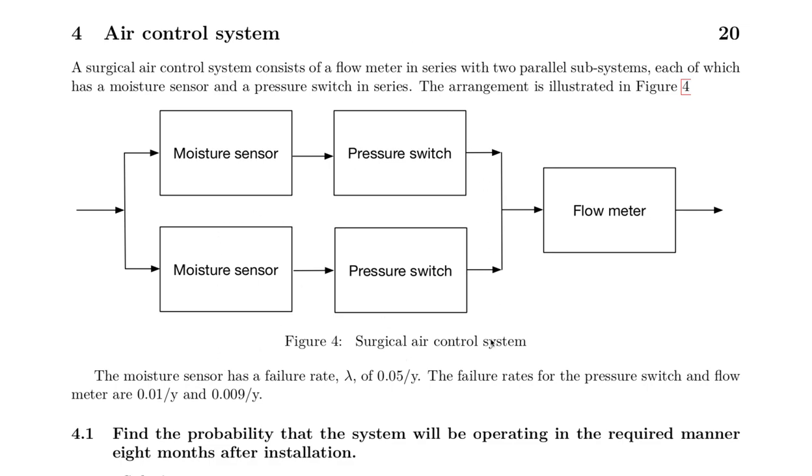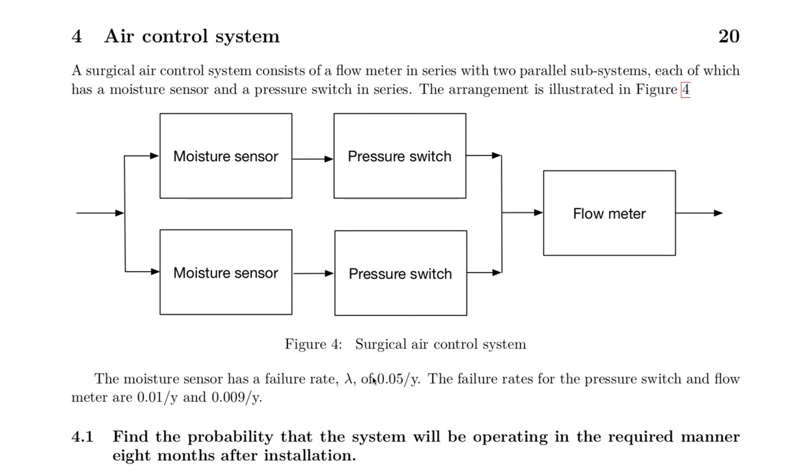So, question 4. Surgical air control system consisting of a flow meter in series with two parallel subsystems, each of which has a moisture sensor and a pressure switch in series. The arrangement is illustrated in figure 4. That's the system here. The moisture sensor has a failure rate of 0.05. The failure rates for the pressure switch and flow meter are 0.01 and 0.009. Find the probability that the system will be operating in the required manner in 8 months after installation.